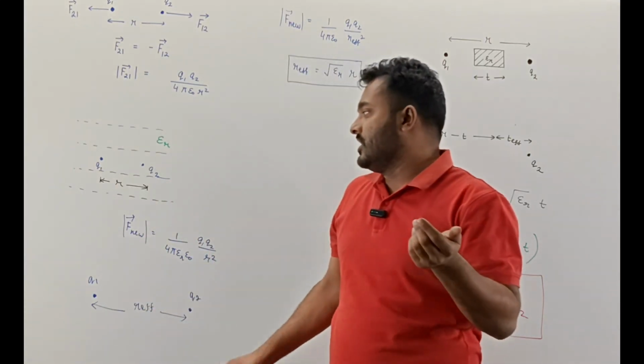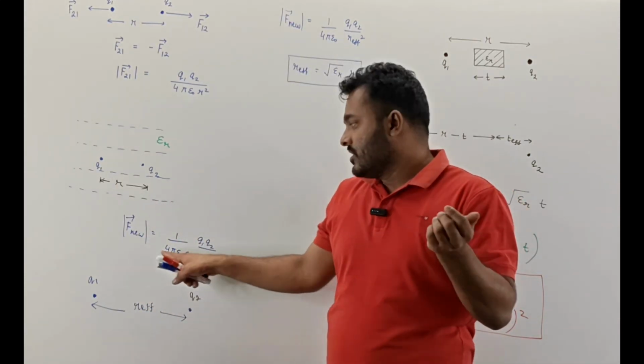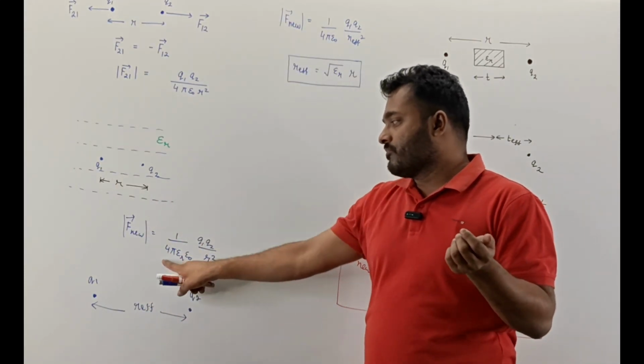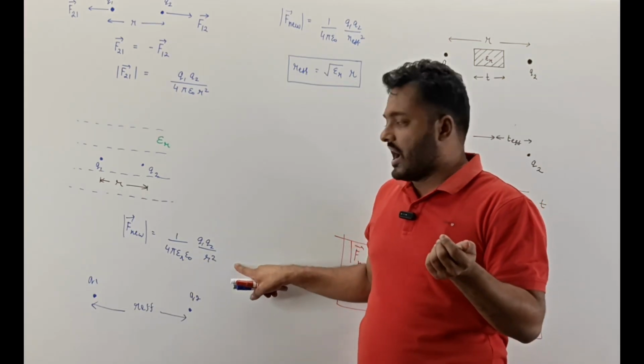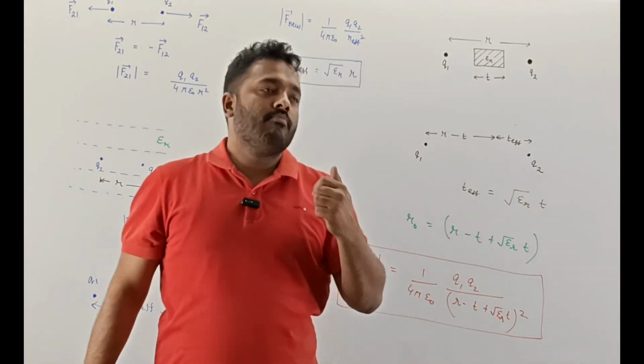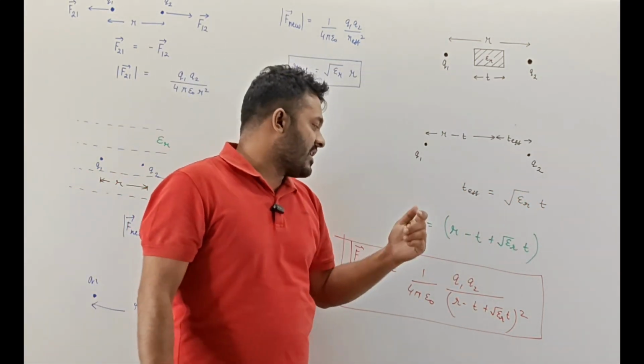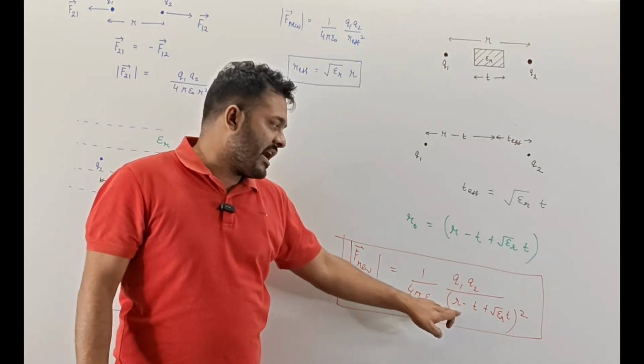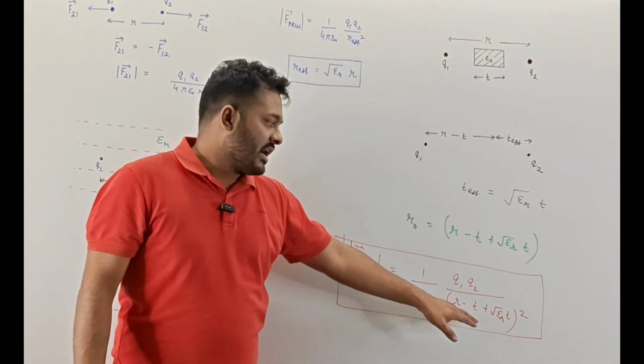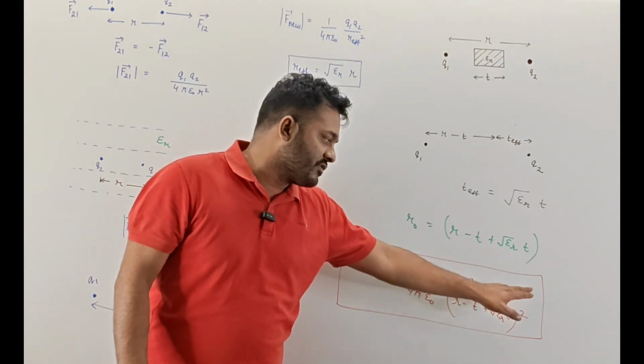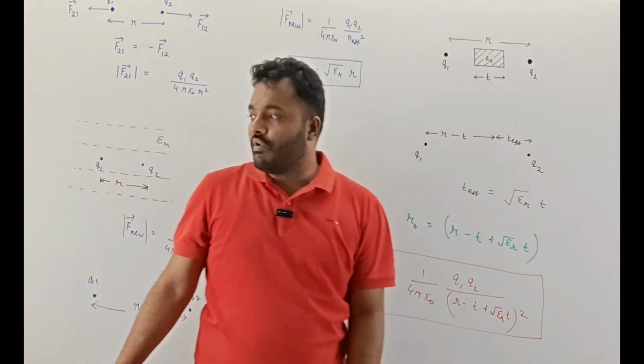So I hope majority of the classroom programs taught 1 by 4 pi epsilon R epsilon naught Q1 Q2 by R square. So on making the value T equal to R, R minus R will become 0, and we will be left with epsilon R times T whole square. So we get this same value of force.